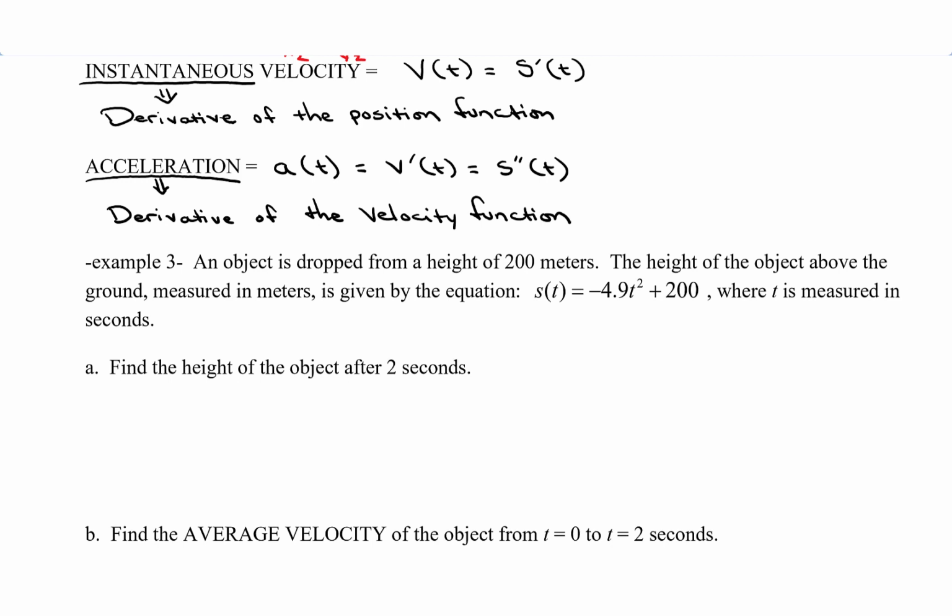S of t. We're going to substitute 2 for t. So I'm going to go ahead and underline the word height because that's what's letting me know that I need to use my position function. I'm going to write down my position function. S of t equals negative 4.9 times t raised to the second power plus 200.